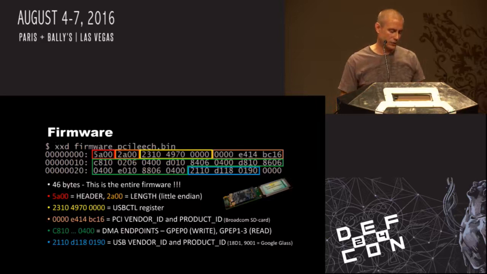Then we have the USB controller register. We need to enable the USB 3 port on this board because it's disabled by default. First, you have an address to the register, 2310 here, and then you have a DWORD, or 4 bytes or 32 bits, which is programmed into that register at power on. And this enables the USB 3 port. Then we set the PCI Express vendor ID and product ID to a Broadcom SD card, and this is pretty much just a leftover from the Slot Screamer software I started to toy around with.